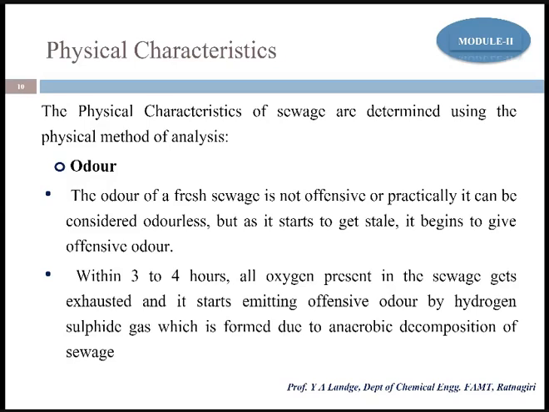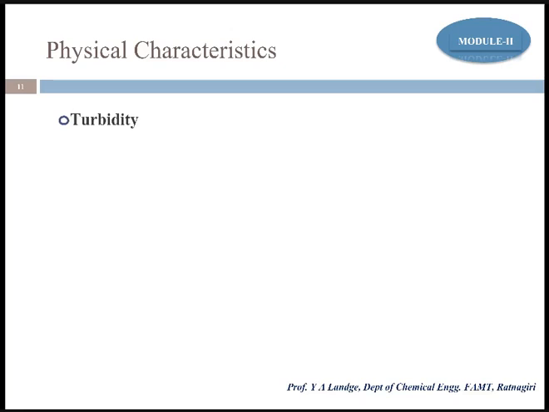Initially, when the sewage comes out from the process plant and is fresh, there is no smell around the plant. But as time passes it starts to smell, because of the formation of hydrogen sulfide gas. As H2S gas is formed, you find an offensive odor around the plant. So this is one of the indicators of the characteristics of the sewage. The other thing in wastewater is turbidity.